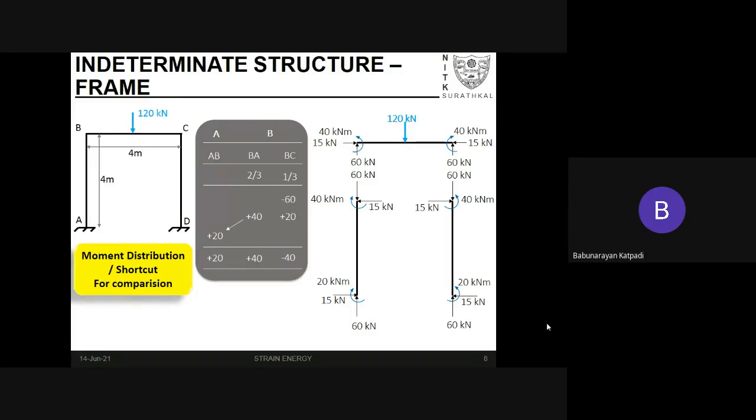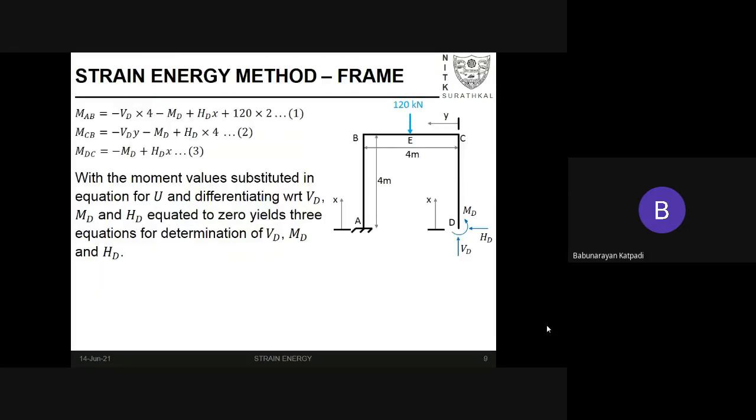From the moment distribution, we have got these as the moments in the elements and also the forces, shear forces and axial forces. So what happens if we derive with strain energy? Strain energy method from the same frame. So what we do is we go to the end D. This frame is indeterminate to degree 3: 3 into number of closed circuits, 1, minus number of releases, none, will give you the degree of indeterminacy as 3.